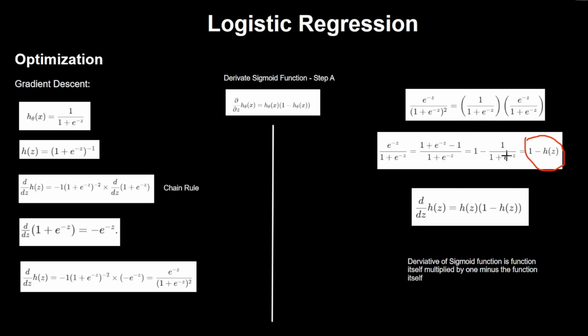So we'll have this term from here, 1 minus h of z, and this term is directly h of z. So we'll have h of z here. So what's the final derivative of the sigmoid function? It is the function itself multiplied by 1 minus the function itself. So we arrive at this beautiful equation.